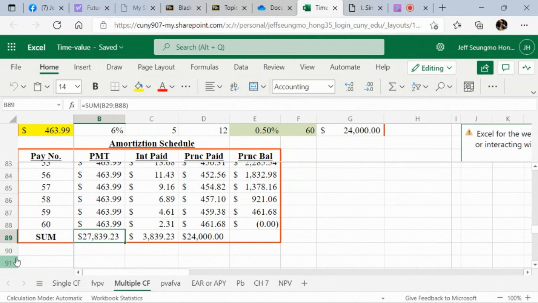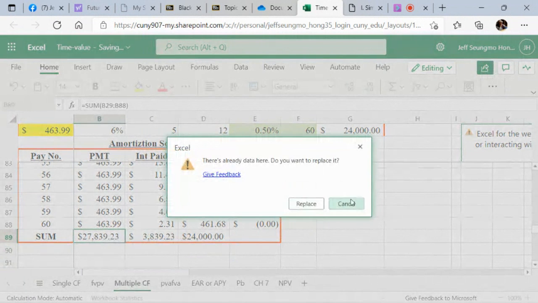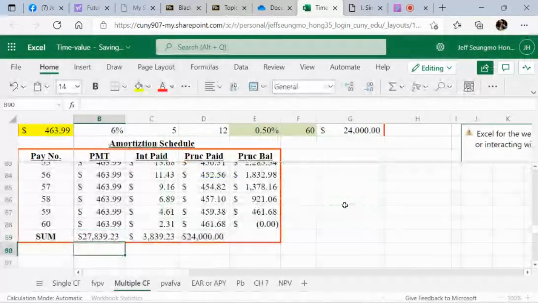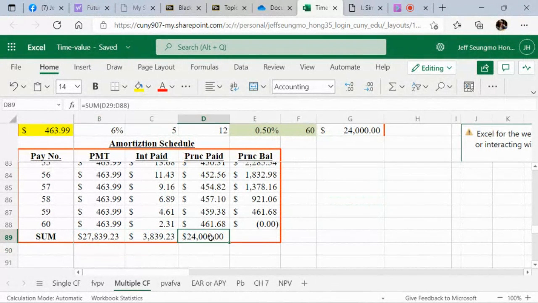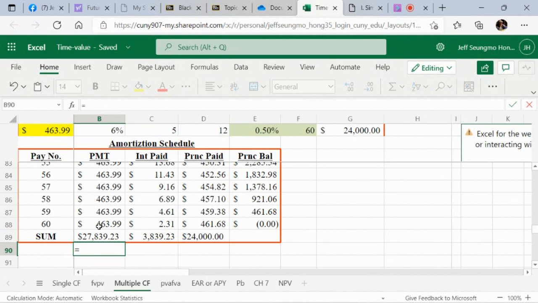So sum of all the payments is this, and by the auto sum command we got that. Okay, but that also happens to be the sum of these two, right? That makes sense. So in other words, you can verify this plus this must be the same thing, right? Okay. So it checks out.